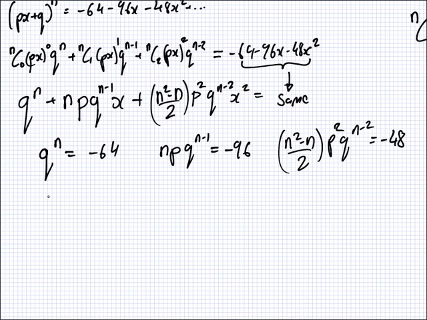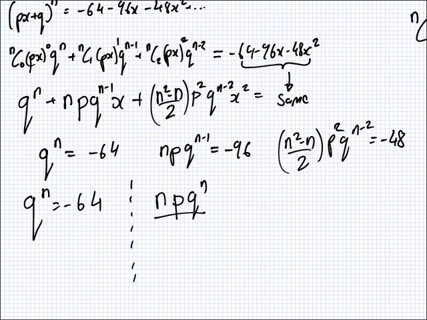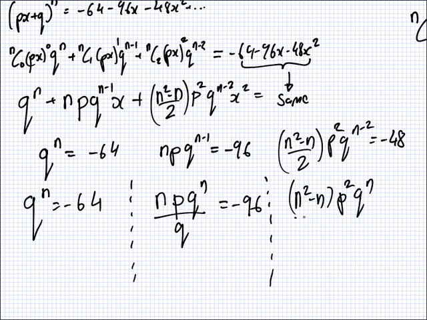Okay? So I'll just clean this up a little bit. Qn equals minus 64. I'll change this into np, qn over q. Good. And then this one, n squared minus n. I'll bring the 2 up to the right to make it 96. Maybe that'll be a little bit easier. And this will be p squared qn over q squared equals minus 96.